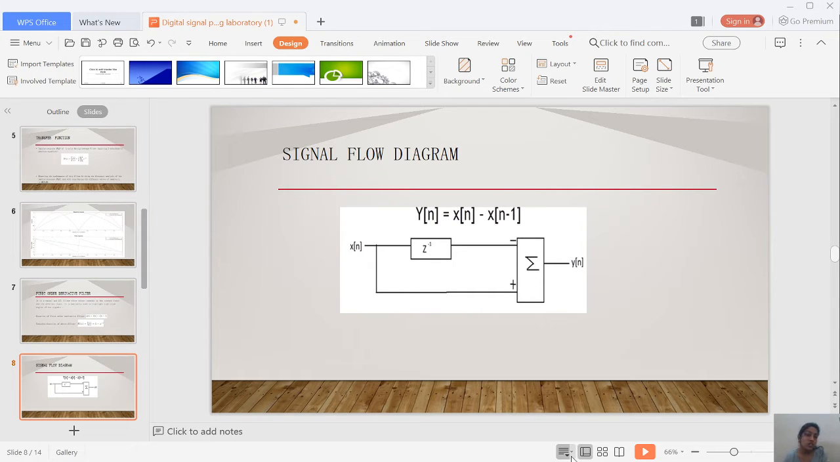So this is the signal flow diagram for the first order derivative filter. Here x of n is the input which we will be taking, and here we are giving a delay function z inverse, and the output is calculated by adding both the present input as well as the delayed input. Here it is delayed by 1 unit. So we call it the first order derivative filter.